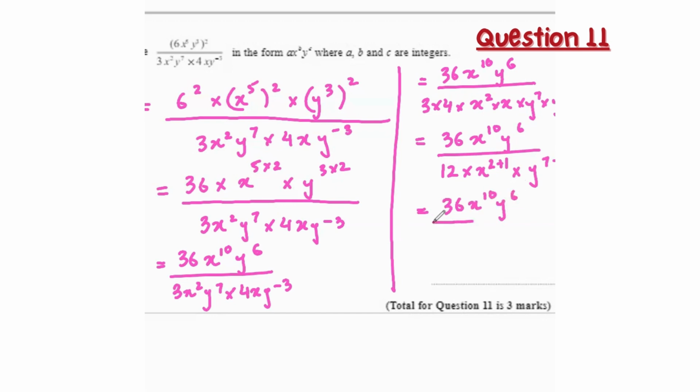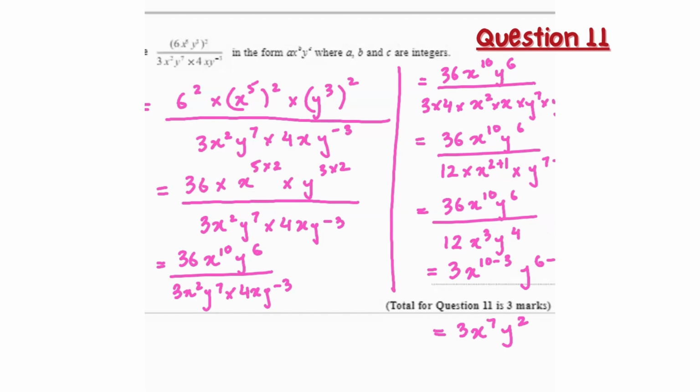So that would equal 12 times x to the power of 3 and y to the power of 4. Now 36 divided by 12 is 3. Whenever we have similar bases being divided, we subtract the powers. So x to the power of 10 minus 3 and y to the power of 6 minus 4. This will equal 3 times x to the power of 7 times y to the power of 2. That is your final answer.